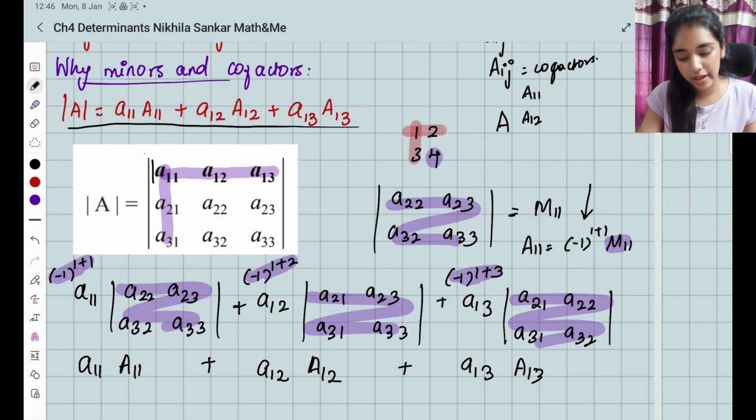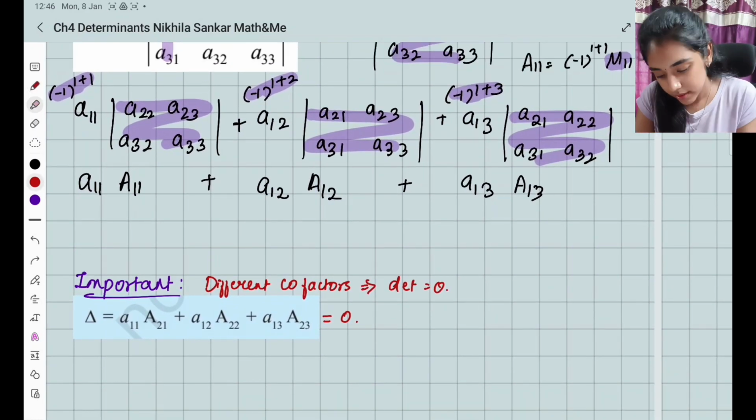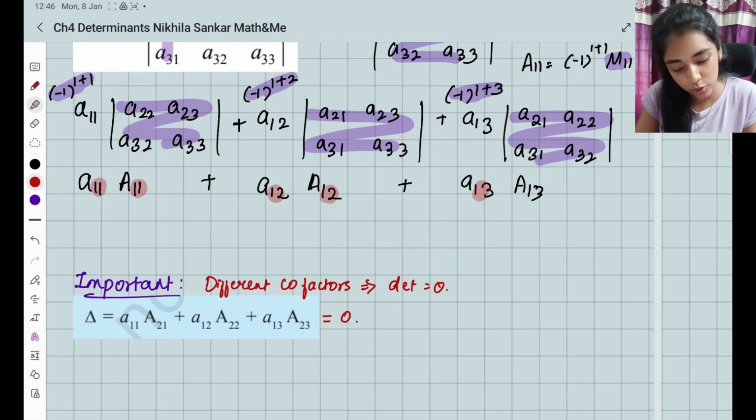Minor கண்டுபிடிச்சிட்டு cofactor. And you also have to remember, for example, if it's a11, it has to be 1 1 here. இங்க 1 2 னா இங்கேயும் 1 2. இங்க 1 3 னா இங்கேயும் 1 3. If இங்க 1 1 இங்க வேற ஏதோ இருக்கு அப்படின்னா, if it is not the same element's cofactor, if it is 1 1 here, 2 1 here, 1 2, 2 2, they are not equal இல்லையா?